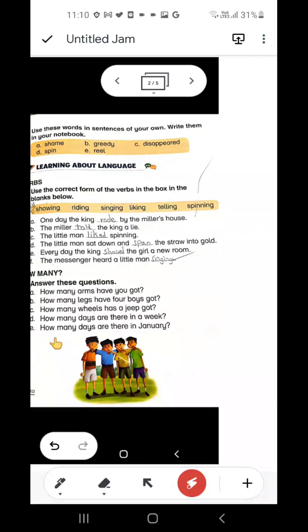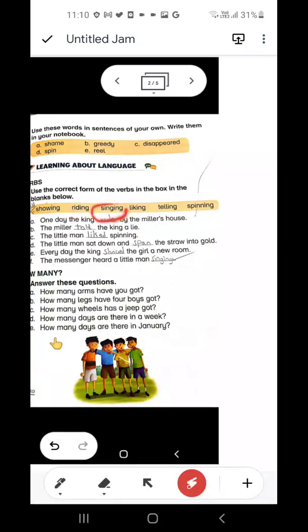as I told you in the beginning, just keep in your mind this point, that when you are telling the story to someone, you are using the second form of verb. So all these lines have been taken from the story that you read yesterday, Rumpelstiltskin. And in that story, we only used the second form of verb. So we are going to think about these words. Showing has the first form show and the second form showed. Riding has the first form ride and the second form rode.